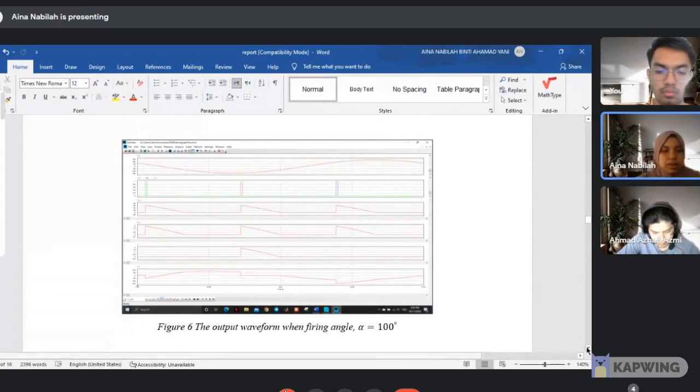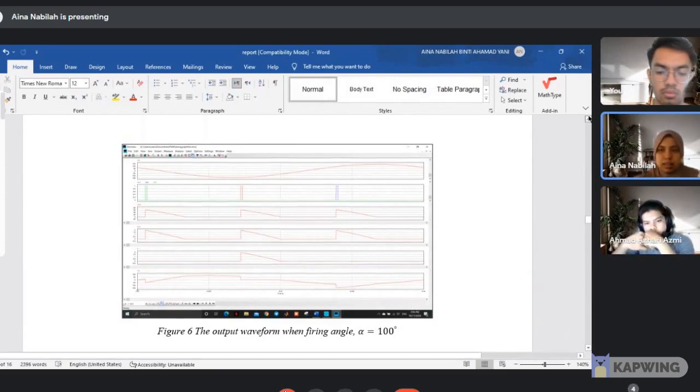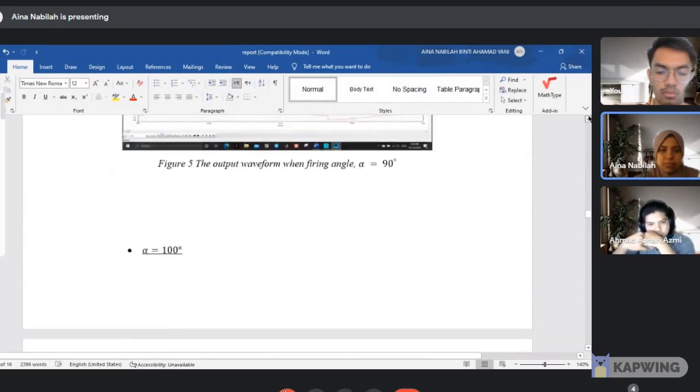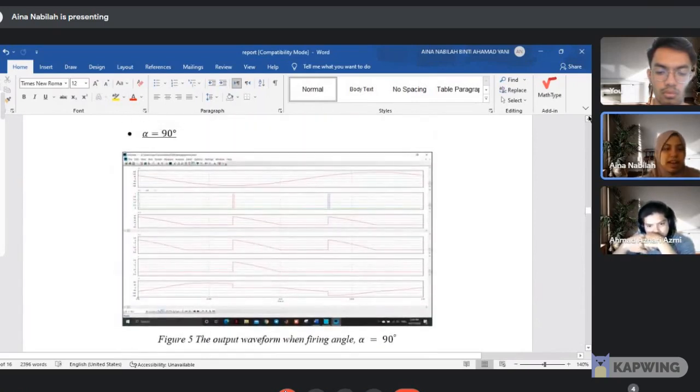From the waveforms that we obtained in experiment 2, the different angles give different shapes of waveforms and values. This is because the firing angle has been injected with a certain value of angle at the gate signals G1, G2, and G3. When the firing angle is 90 degrees and afterwards, the voltage and the current will become 0, as we can see at 90 degrees.